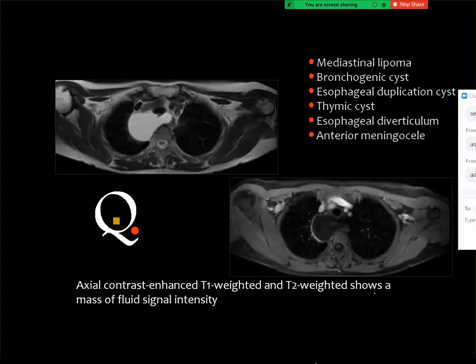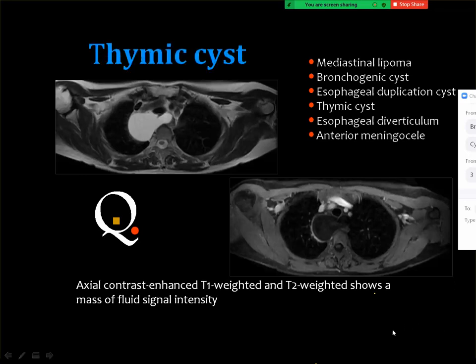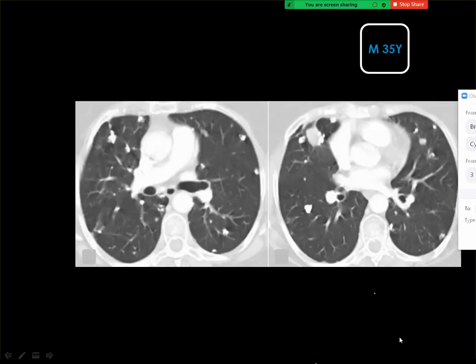Then this is the only case I think of as MRI, and you got a lesion, and this lesion, as you can see, is a cystic lesion, and it shows low signal in the T1, high signal in the T2, and these are the possibilities. Lipoma, bronchogenic cyst, esophageal duplication, thymic cyst, esophageal diverticulum, and meningocele. It's not a meningocele, not an esophageal diverticulum. It is a cyst, and this site is suitable for the diagnosis of thymic cyst.